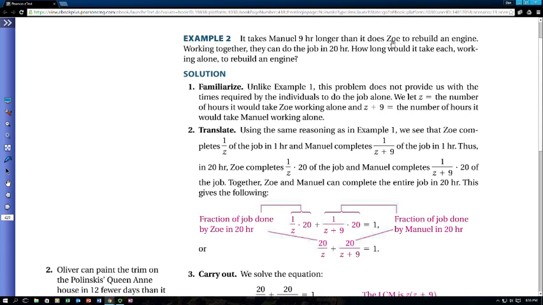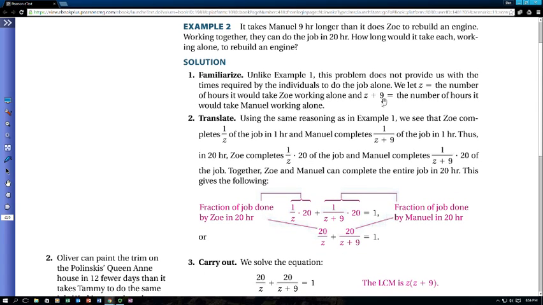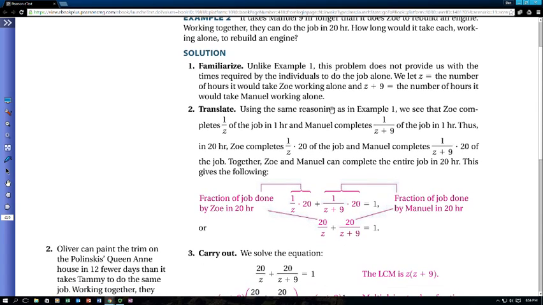So if I let Z equal the time for Zoe to rebuild an engine herself, then what would represent Manuel? It would be 9 plus Z, or Z plus 9. That's 9 longer than Zoe. Okay, so we can translate these things using the same reasoning as example 1. We see that Zoe completes a job in 1 over Z. 1 completes this fraction of the job.